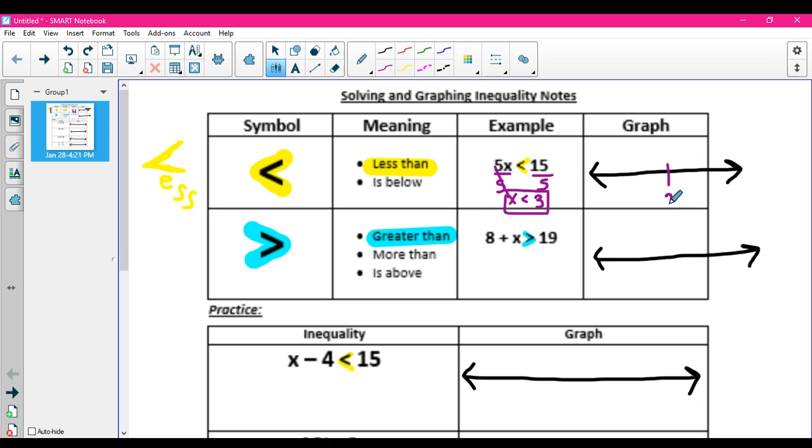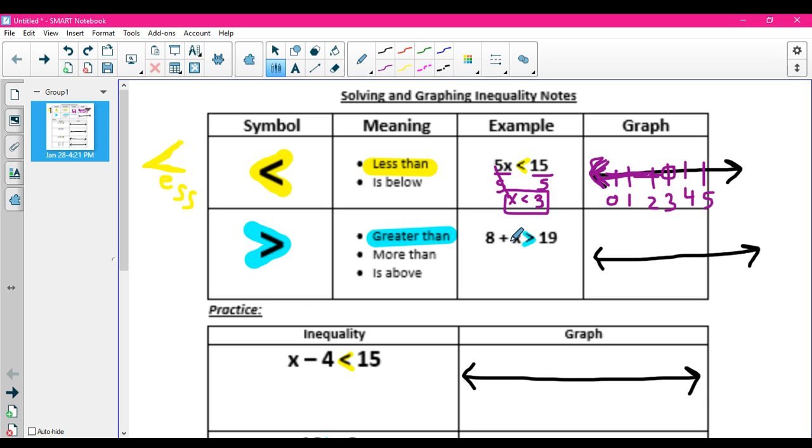So 3 needs to be on our number line. I'm just going to put some other numbers around it. And since x is less than 3, but it's not going to be equal to 3, we do an open circle on 3, and then we shade the graph and the arrow to the left because all of those numbers are less than 3. For this one, we have greater than.